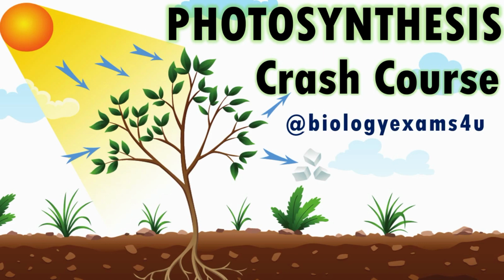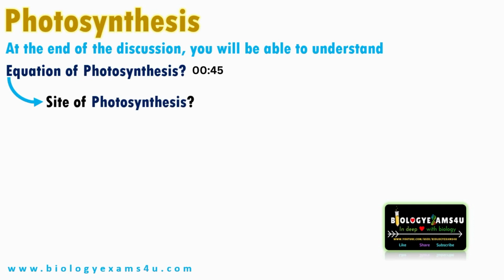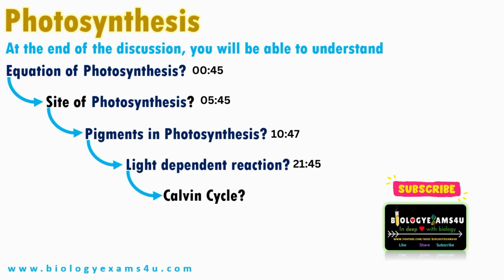In this video, we have combined all core concept videos on photosynthesis for a clear-cut sequential understanding of the topic within 45 minutes. At the end of the discussion, you will be able to understand the equation of photosynthesis, followed by the site of photosynthesis, exactly where the reaction is happening, followed by the pigments in photosynthesis, then the light-dependent reaction, and also the steps involved in the Calvin cycle or light-independent reaction, and the difference between the C3 cycle and C4 cycle, and finally, we'll be winding up with the CAM cycle.